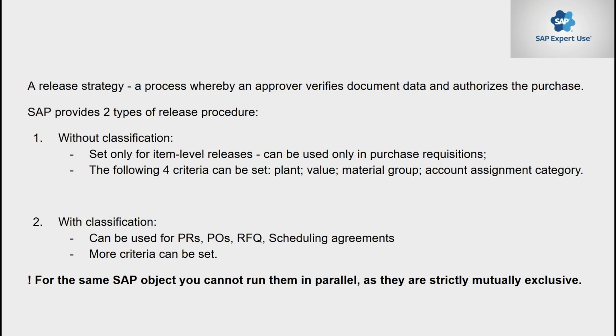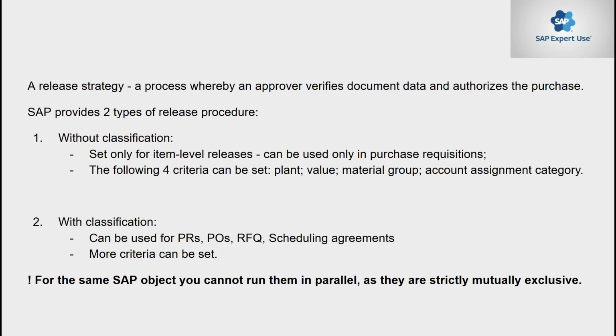So, a release strategy is a process whereby an approver verifies document data and authorizes the purchase. SAP provides two types of release procedures. First of all, we have the procedure without classification. This is to be set only for item level releases. That is, it can be used only in purchase requisition, as it is an internal document, and it can be set using the following four criteria, that is plant, value, material group, and account assignment category.